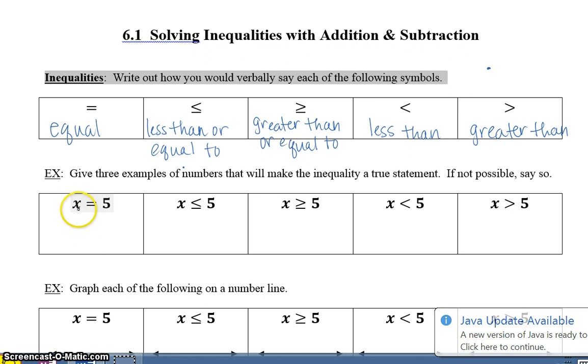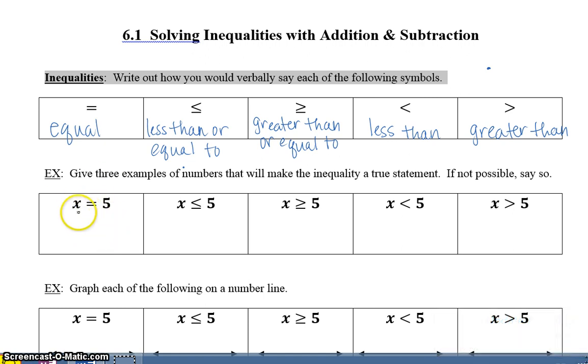So what numbers could we plug in for x so that x equals 5? For this one, only 5. If you plug in anything else, it would make a false statement, because 3 doesn't equal 5, -6 doesn't equal 5, 0 doesn't equal 5, so on and so forth. For the next one, x is less than or equal to 5. We could plug in 5 because that's equal to. We could also plug in 4 because that's less than. We could plug in -17, anything that is 5 or smaller.